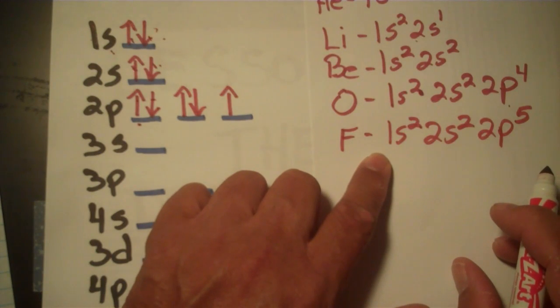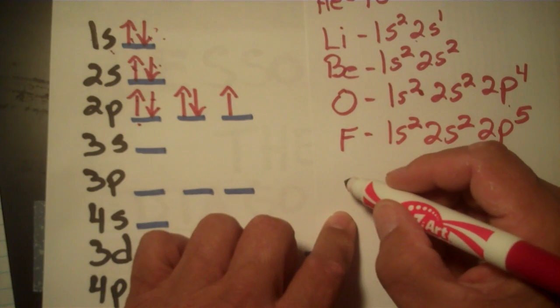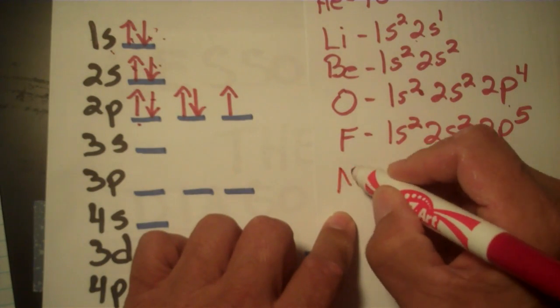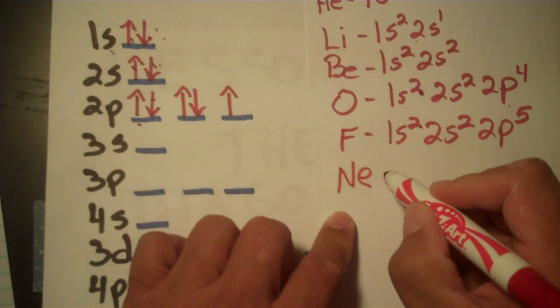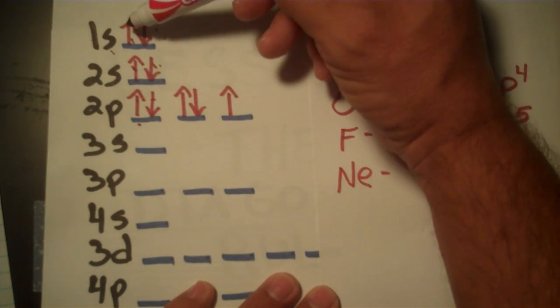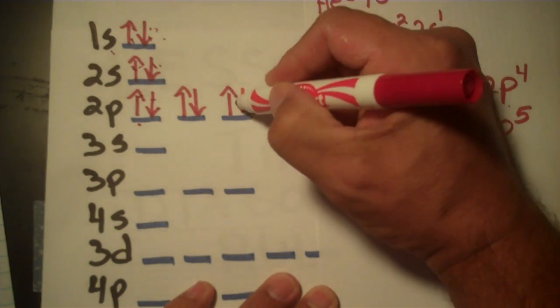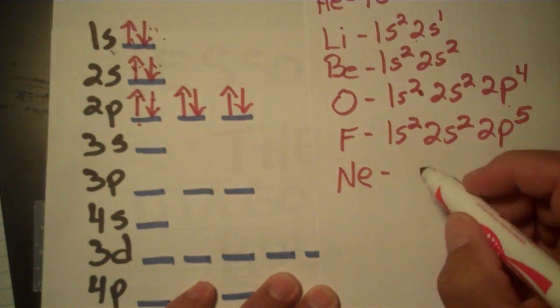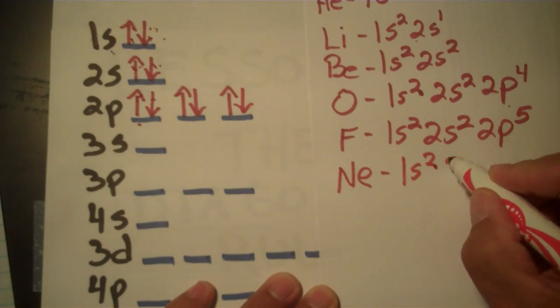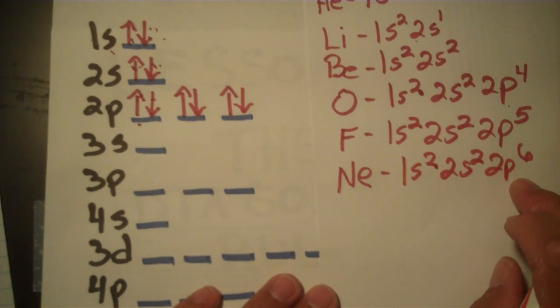And then the last one on that period would be number 10, neon. Neon has 10 protons, therefore 10 electrons. So I just continue. 1, 2, 3, 4, 5, 6, 7, 8, 9. Put 1 down, 10. 1s2, 2s2, 2p6.